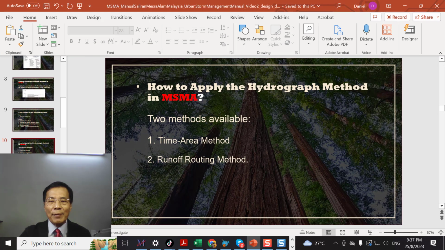Let's talk about the hydrograph method. How to apply the hydrograph method in MSMA? As I mentioned just now, there are 2 methods available. One is the time area method, the other one is the runoff routing method.